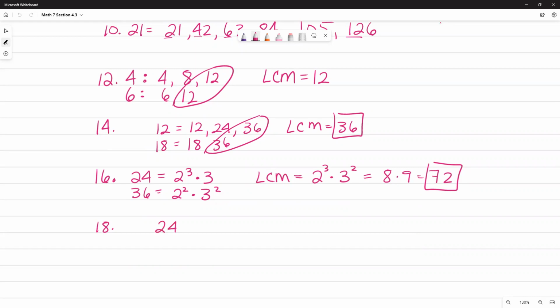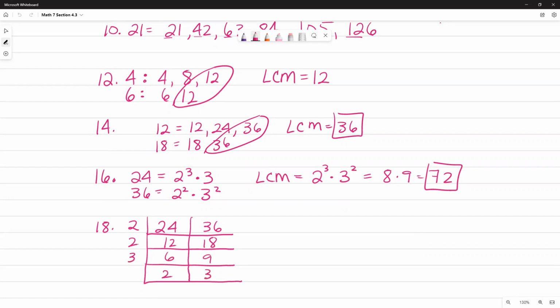Goodness. So this one, they want us to use the ladder method, which we just went over, but I wanted y'all to give it a try. We had 2, which gives us 12 and 18. 3 gives us 4 and 6. No, that's not right. Wait, no, that's 2 again. Here we go. Oh no, I got ahead of myself. There we go: 2, 6, and 9. Then 3, which gives us 2 and 3. So this is, again, 2 cubed times 3 squared, which we already discovered is 72.